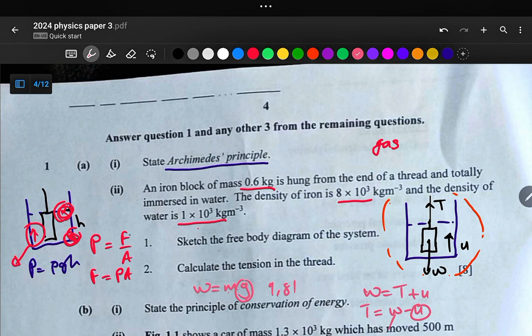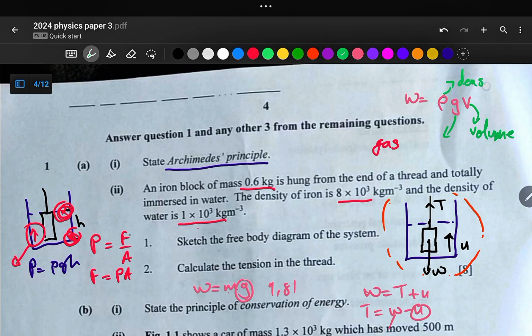So upthrust, according to Archimedes' principle, is equal to the weight of the fluid displaced. So the weight of the fluid displaced is rho g v. This is the volume, this is the acceleration due to gravity or gravitational field strength, and this is the density.